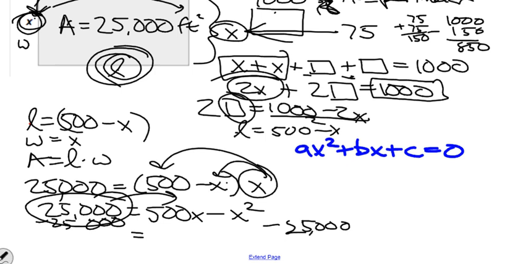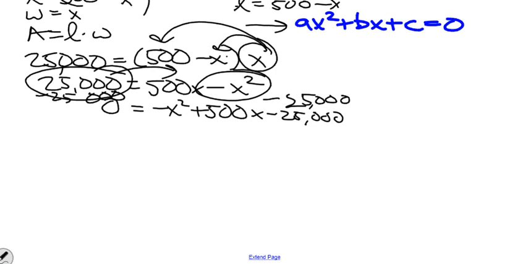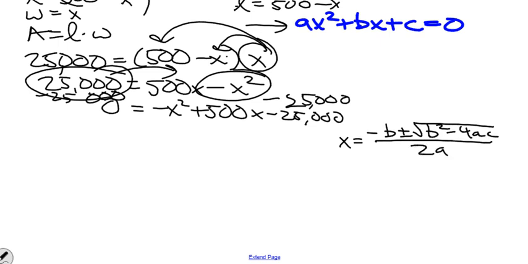So this is going to give me 0 is equal to, well, let's put this first, negative x squared plus 500x, so I'm putting it in standard form like this, then minus 25,000. All right? So now I can use my quadratic formula, right? Minus b plus or minus the square root of b squared minus 4ac, all over 2 times a. So I'm going to take these and use that.